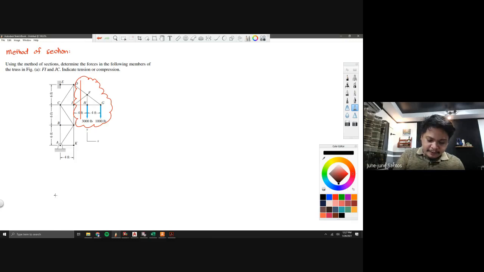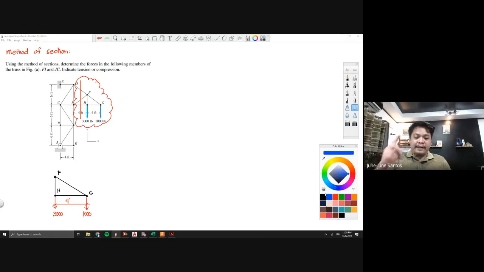Example, so you will be having here H and then G. And then, syempre, yung mga known loads natin na nakasama sa kanya, kasama yan. 3,000, 1,000, and then this is around 4 feet. Okay?